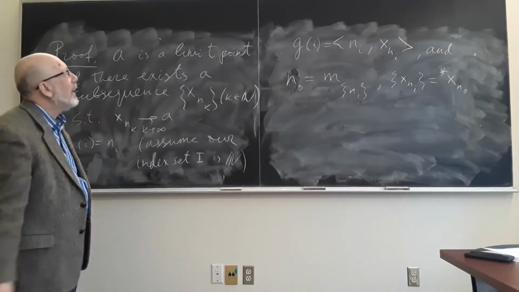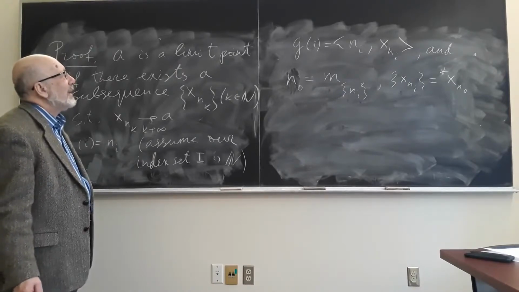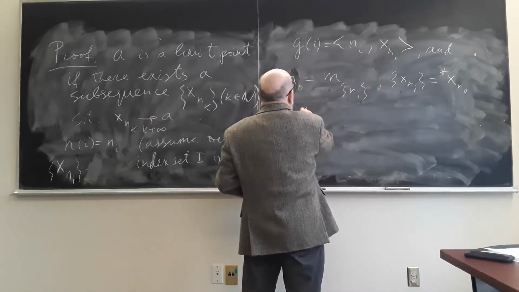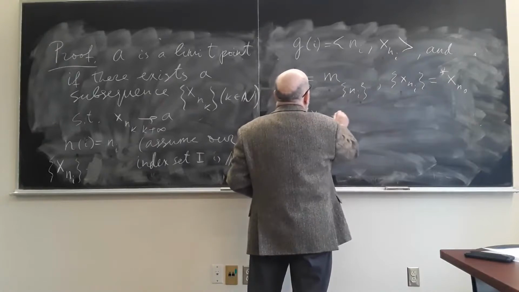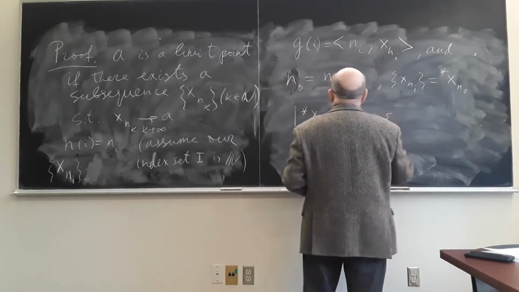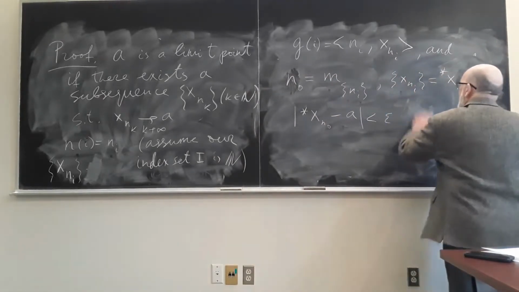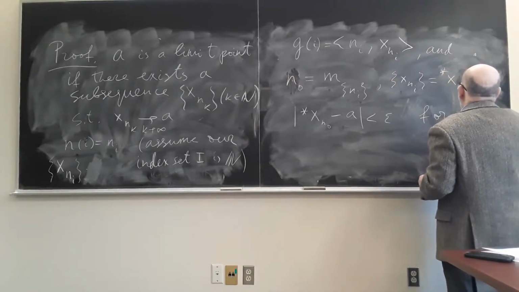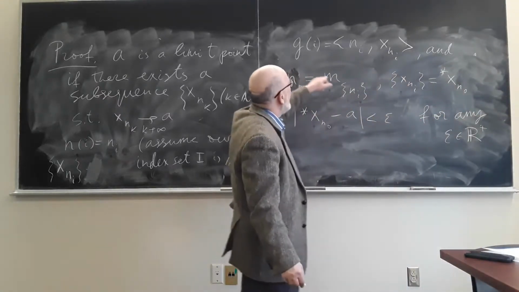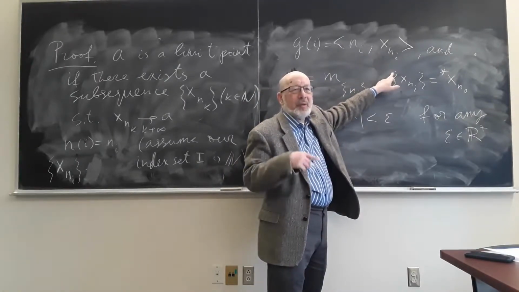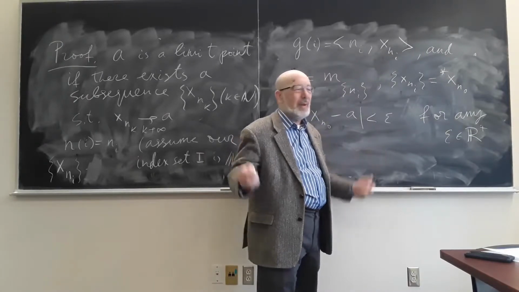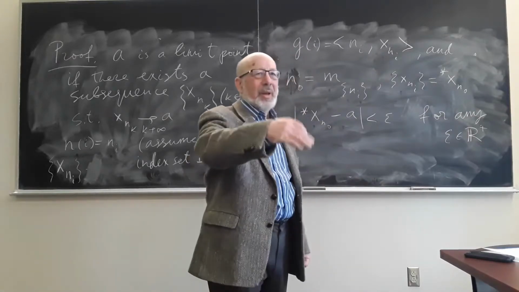Okay, so we see that the difference between star X and 0 minus A is less than epsilon, for every epsilon in R plus. Why? Because the corresponding sequence X and I differs from A by more than epsilon only for a finite number of I's, which is negligible.